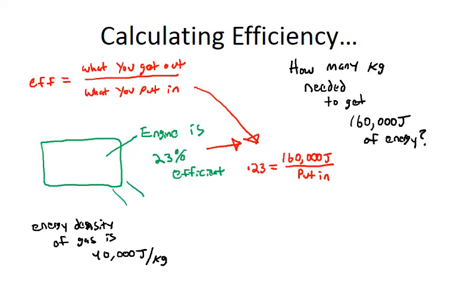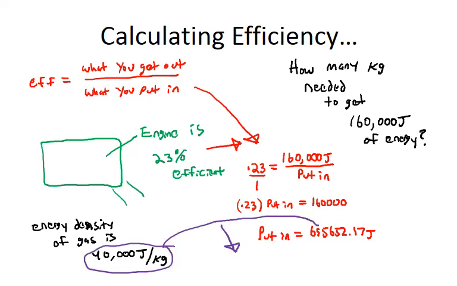Okay, so the efficiency is 23%. We want to get out 160,000, so what do we need to put in? We need to put in a lot more than that, and so we've got that here. Now, how many kilograms will that be? Well, 40,000 divided into that net value, we're going to need 17.4 kilograms, much more than just 4 kilograms if it was 100% efficient.